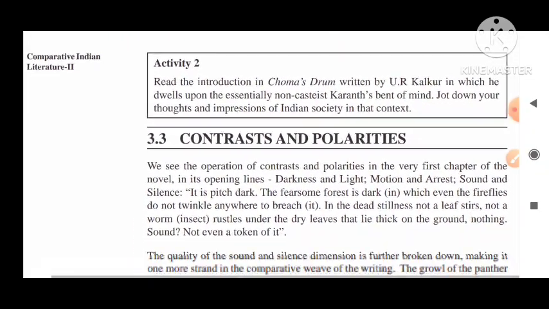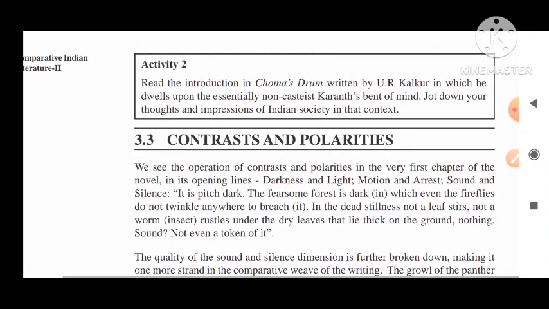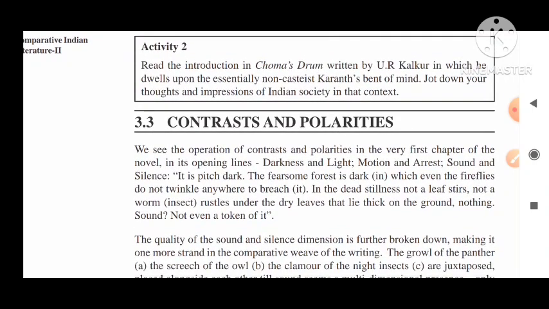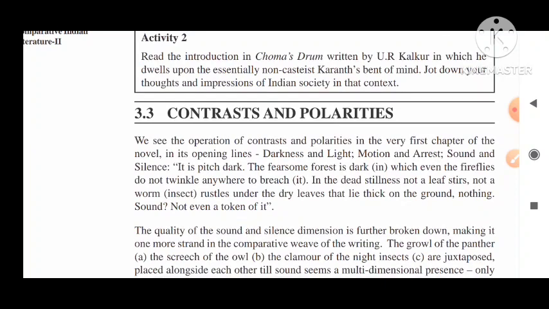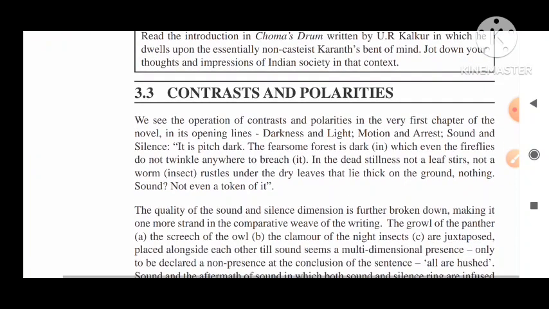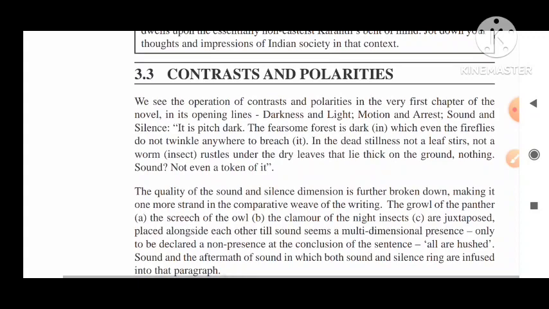Okay, so here is activity 2. Read the introduction in Choma's Drum written by U.R. Kalkar, in which he dwells upon the essentially non-casteist bent of Karnad's mind. Jot down your thoughts and impression of Indian society in that context.